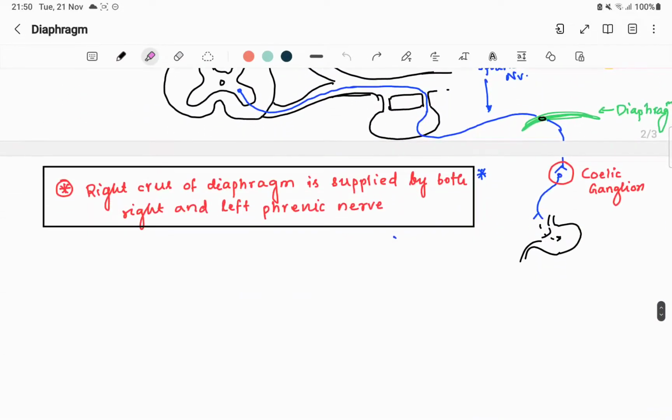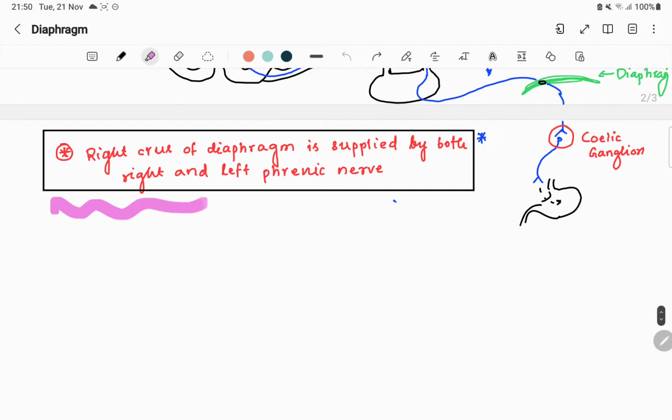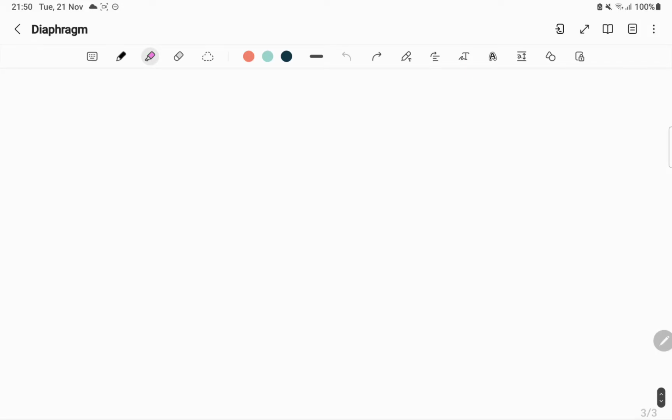And okay, this right crus of diaphragm is supplied by both the right and the left phrenic nerves. This is an important fact. So that completes your diaphragm, about the openings we had to mainly study. Then afterwards, let's move on to the next part.